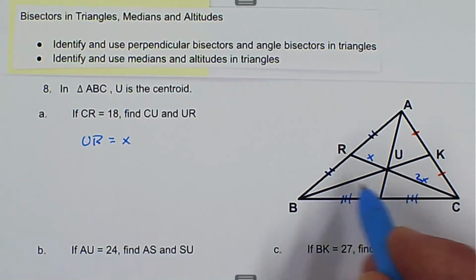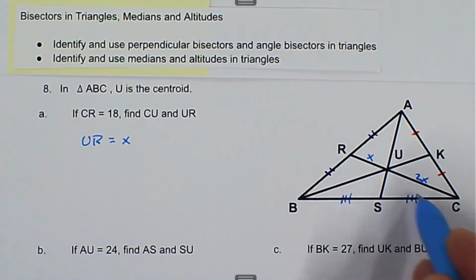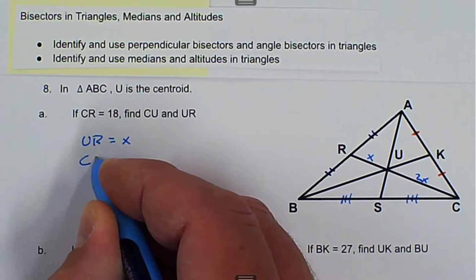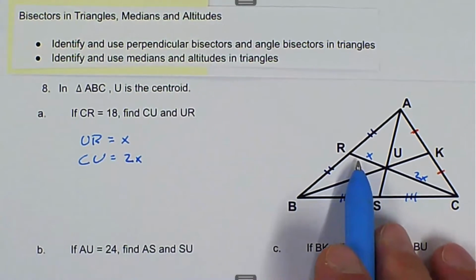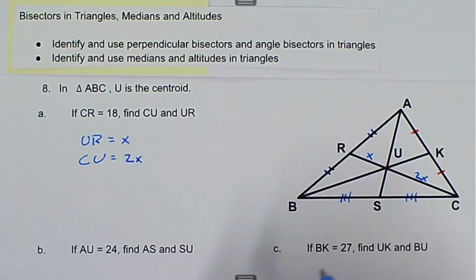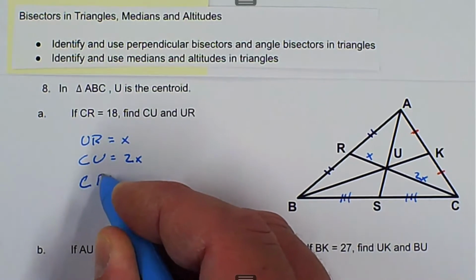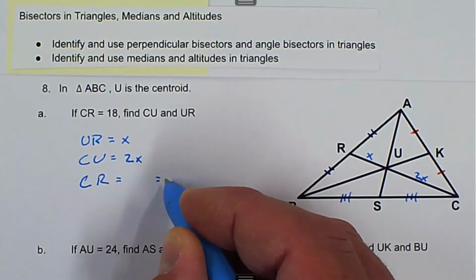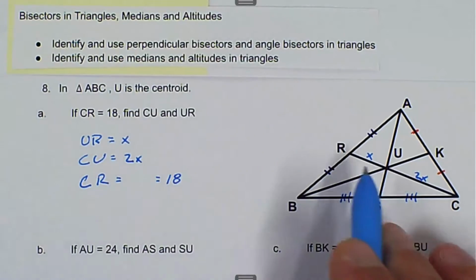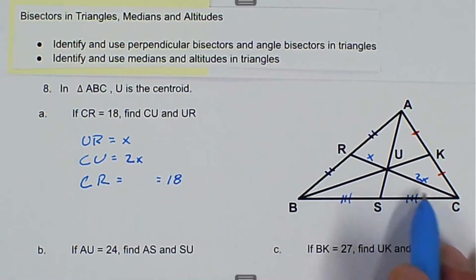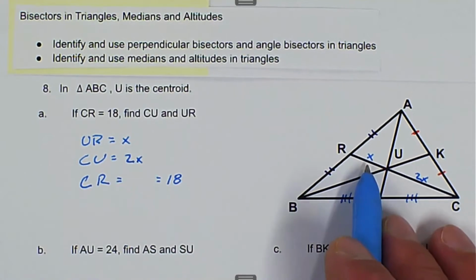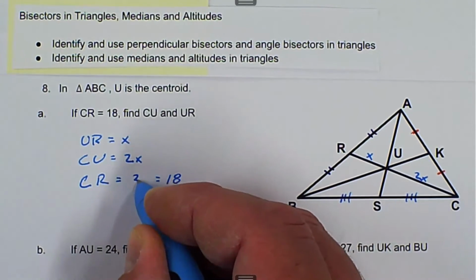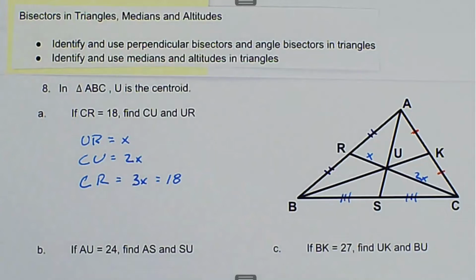So here we have UR is equal to X and CU is equal to 2X. Well, it told us CR was equal to 18. CR, well, CR is just the two values put together. So 2X plus 1X is 3X. So that's going to help us figure out what our X is.